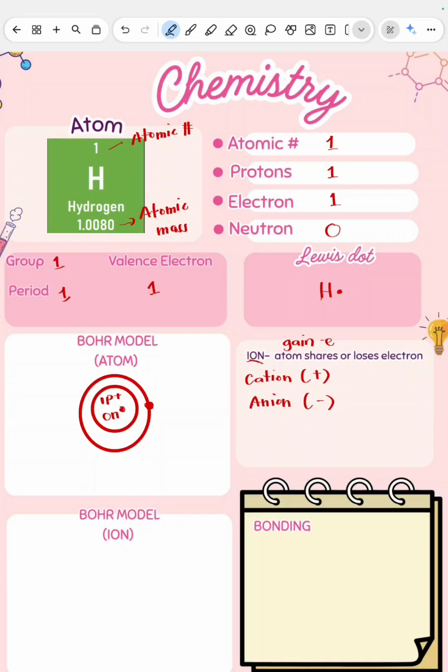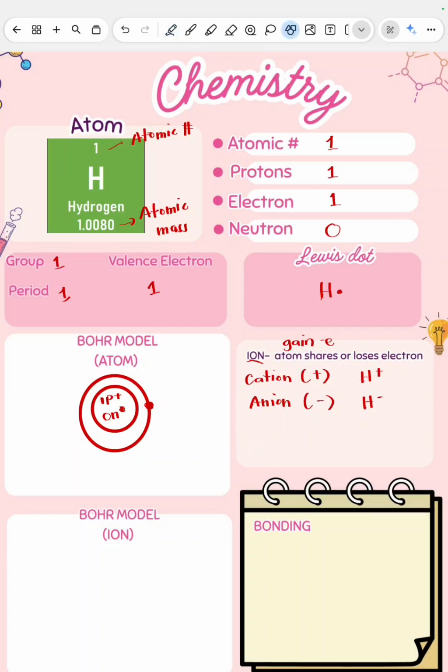So hydrogen can either lose or gain an electron. That is a special case. So you could write down like this: H plus if it loses or shares an electron, and then H minus if the hydrogen gains an electron. Now, to write down the Bohr model, let's focus on the hydrogen which loses an electron. So again, since it loses an electron, it becomes positive. So it goes like this.